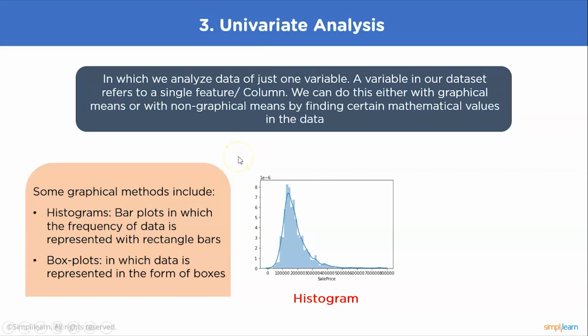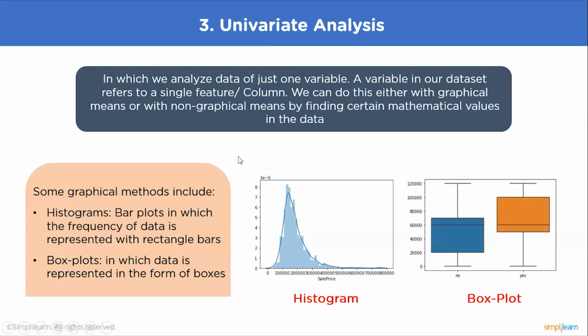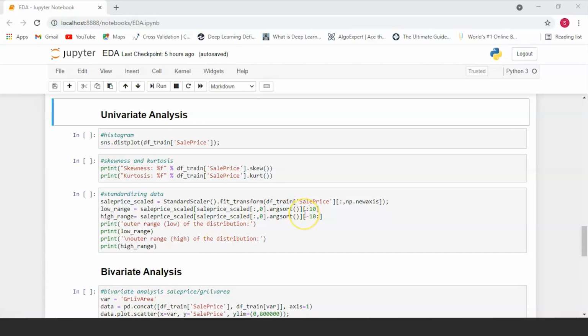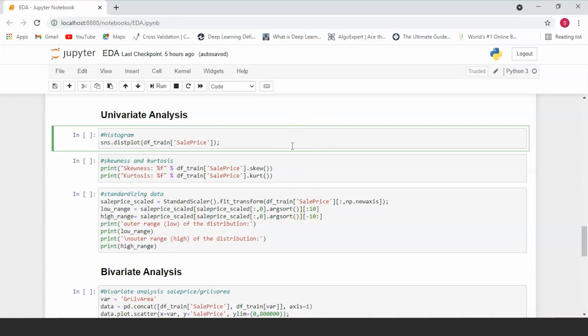We can also use box plots in which data is represented in the form of boxes. These boxes tell us the minimum and the maximum value in the range in which our data falls, both on the x-axis as well as on the y-axis. Now let's see how we can perform univariate analysis on our housing data set. In the housing data set, the first column that we'll be taking a look at is the sales price column. The reason we're looking at the sales price column is because it is the output variable that we have to predict using the input variables that are given to us.